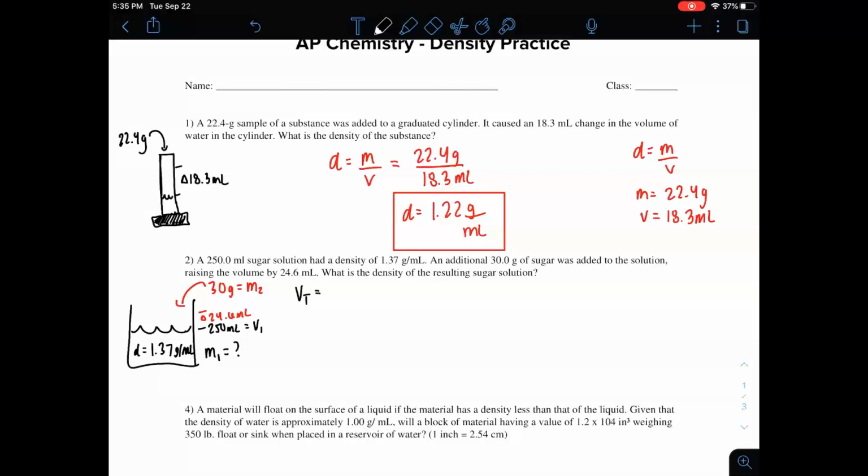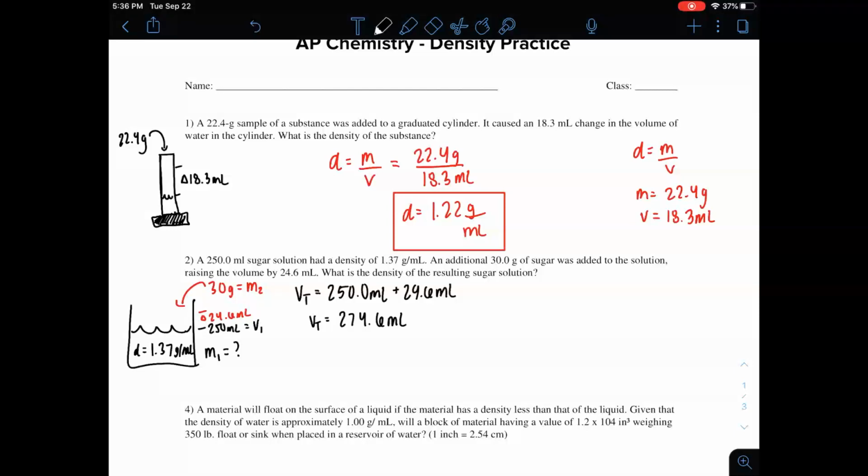So my volume total is going to be my 250.0 mils originally, and I'm going to add my 24.6 mils from my change. So I went up by that amount, okay? So my new total volume is going to be 274.6 milliliters. And this is why I threw decimal places in there, because both of these have one decimal place, so we had to keep that consistent.